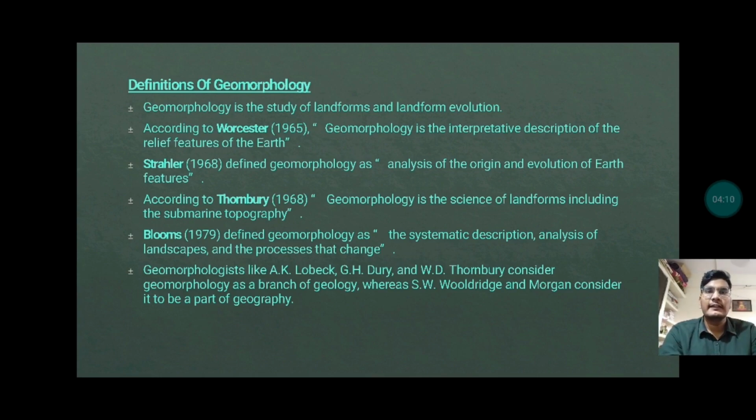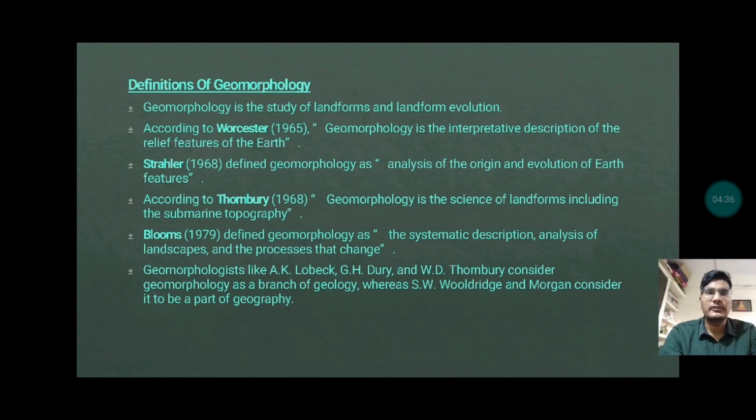The last important definition was given by Blooms. Blooms in 1979 defined geomorphology as the systematic description and analysis of landscapes and the processes that change them. So it is one of the widest definitions of geomorphology, where he used the systematic approach.